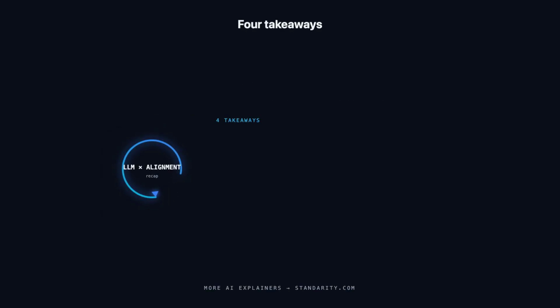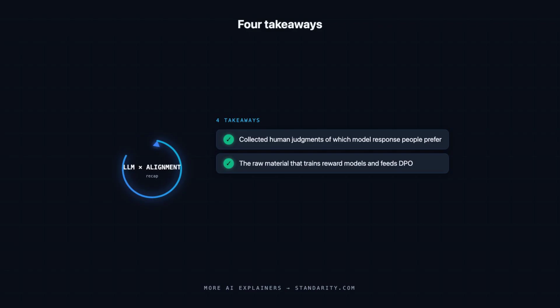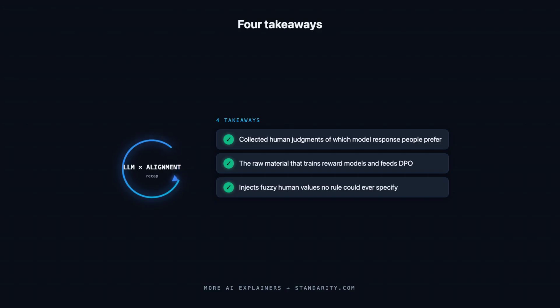Alright, let's lock in what matters. Human preference data is the collected human judgments of which model response is better, gathered by having people compare candidate answers. It is the raw material behind alignment, the data that trains the reward model in RLHF and feeds direct methods like DPO. Because it encodes fuzzy human values no rule could specify, its scale and quality directly shape how good the aligned model becomes.